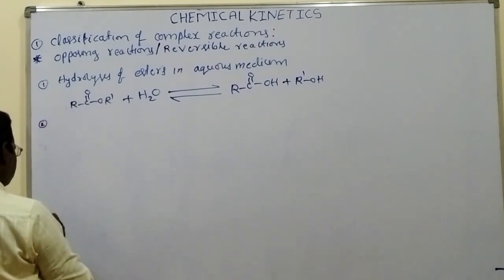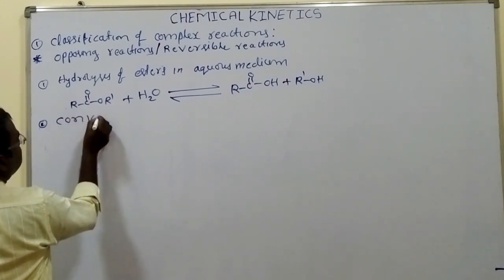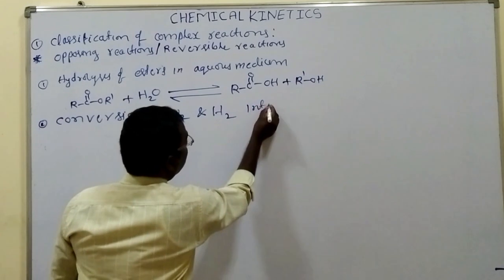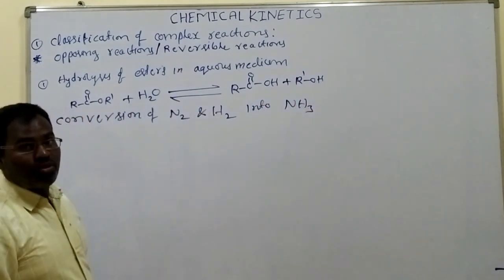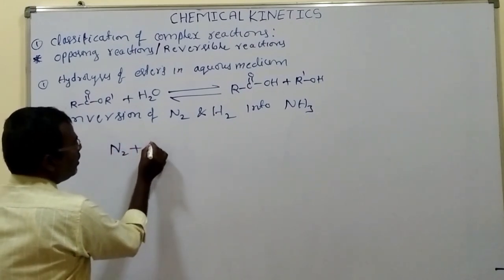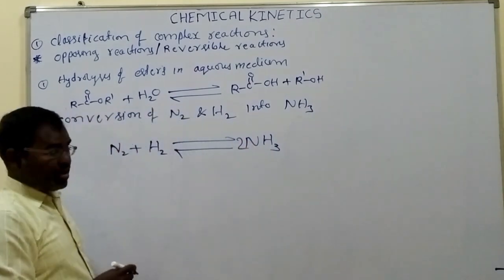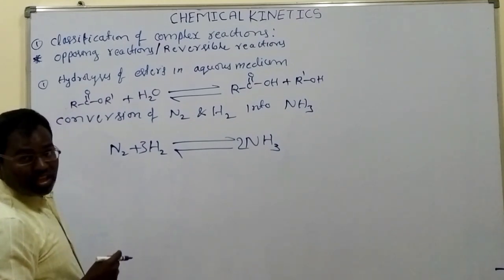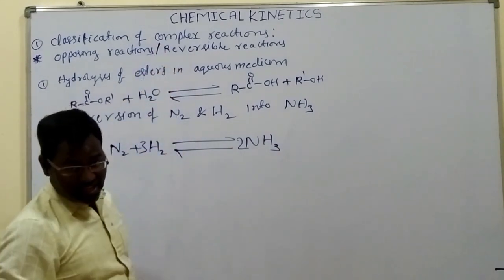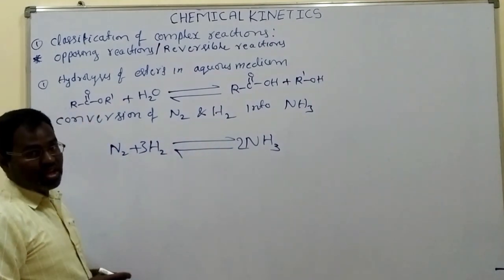The second example is the conversion of nitrogen and hydrogen into ammonia. Let us write the reaction. Nitrogen combines with hydrogen to give 2 moles of ammonia, NH3, utilizing 3 moles of hydrogen gas. This is another example of a reversible reaction. Reactants give the products, and later the product undergoes decomposition, giving nitrogen and hydrogen.